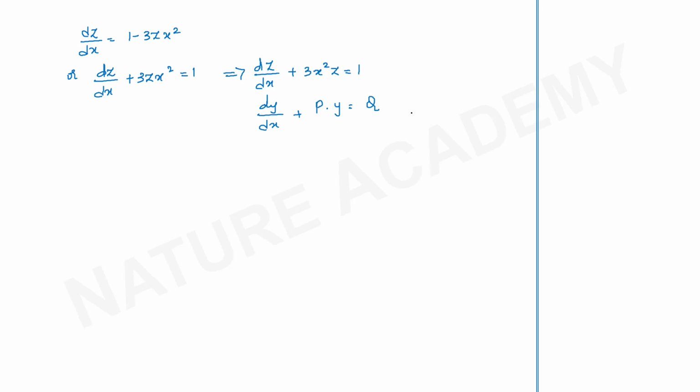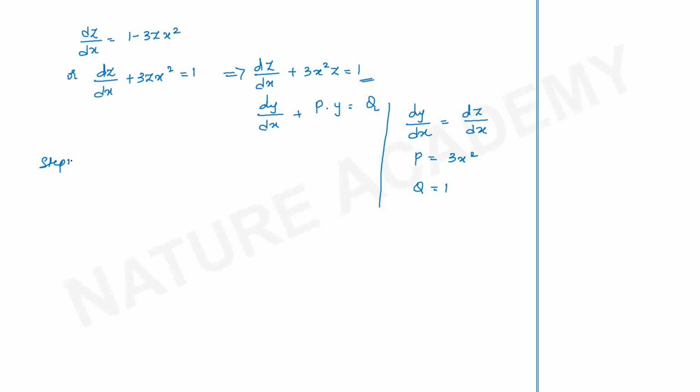Therefore, what will be my dy by dx here? So dy by dx is like dz by dx, and p is like 3x square here, and q is 1. So using this data, I can do step 2 of finding the integrating factor, because this is now the general form of a linear differential equation.